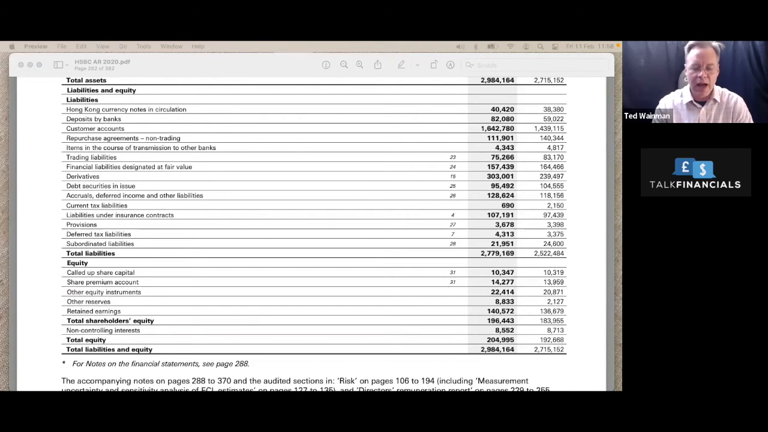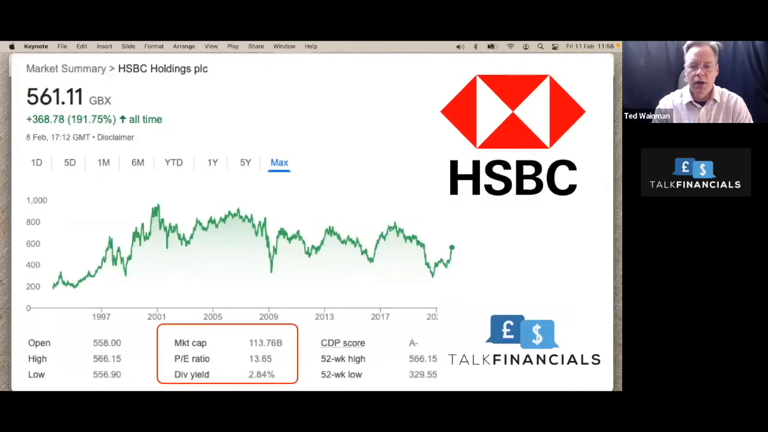And when we look at the income statement, when we look at the share price, the market cap is $113 billion. Now, that looks to me like they're trading at pretty much half of their net book value, which looks to me like it's really, really cheap. So any company that's trading at below book value looks like a bargain.